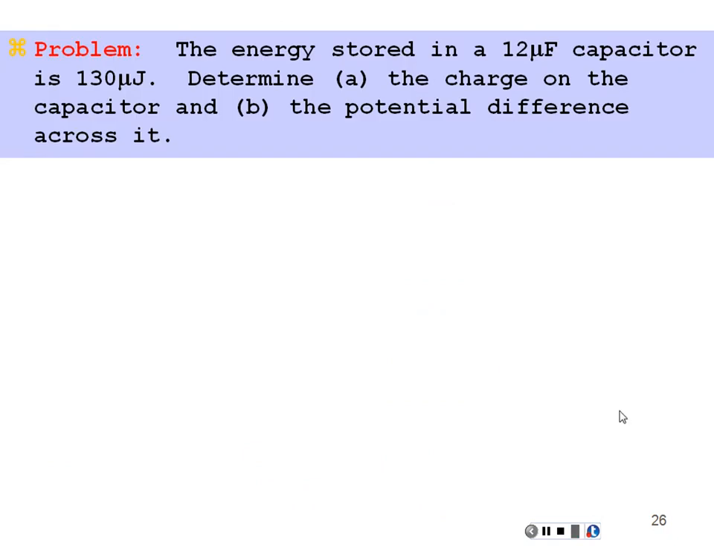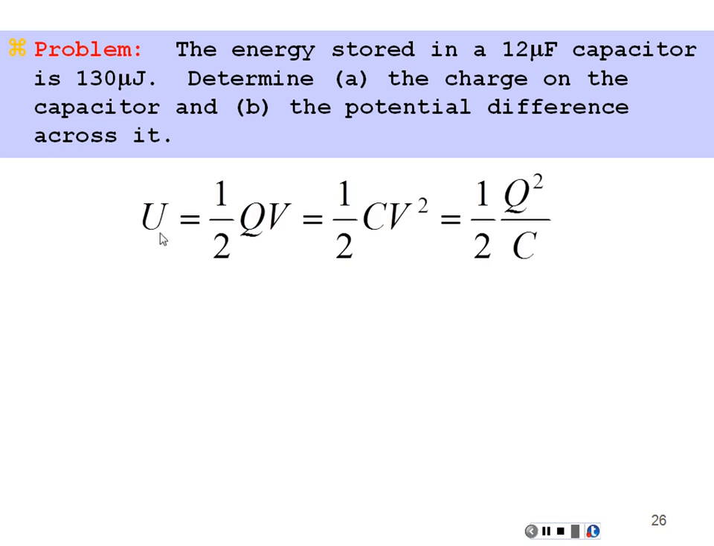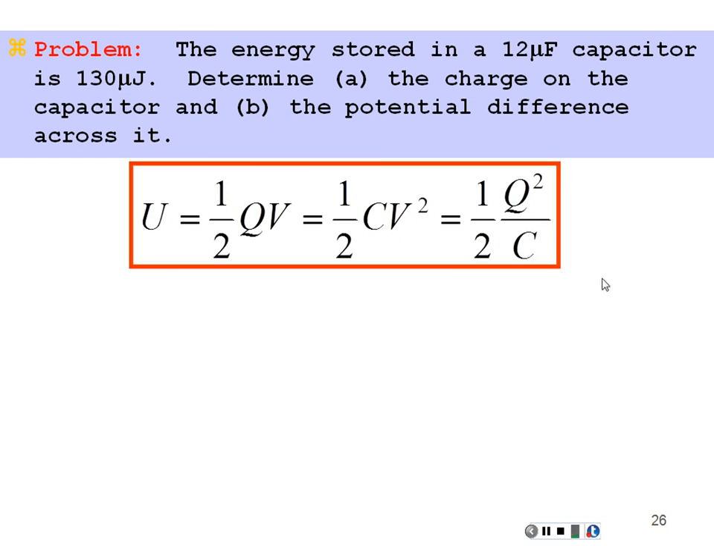The energy stored in a 12 microfarad capacitor is 130 microjoules. Determine the charge on the capacitor and the potential difference across it. Well, we know the capacitance and we know its energy, so we can solve for the charge. We know that the energy stored is 1/2 charge squared over capacitance. Rearrange this, multiply both sides by 2C, and take the square root. So Q will equal the square root of 2C times the energy U.